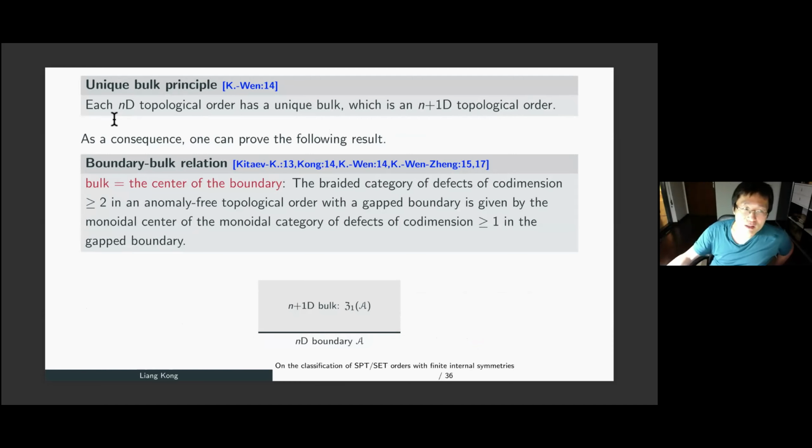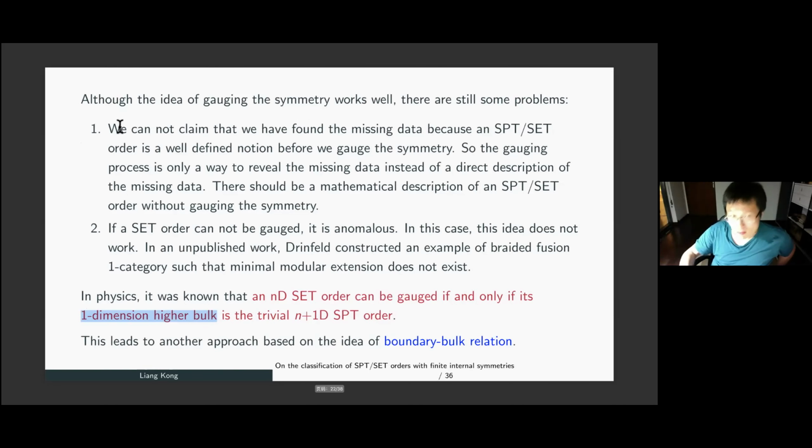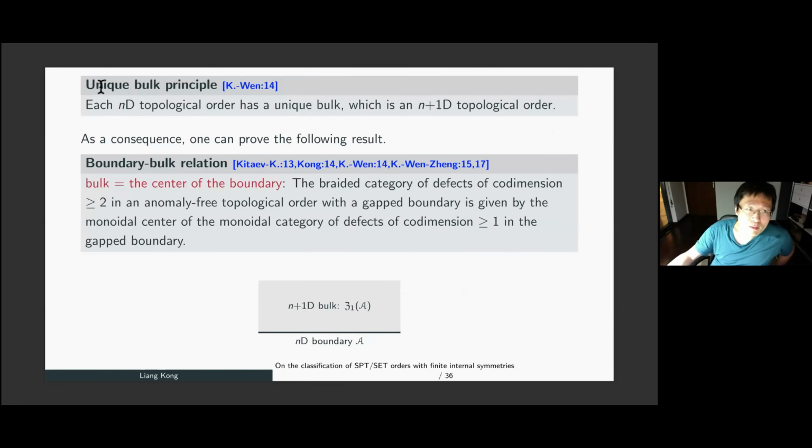So first I want to say that, oh, sorry. There's one principle we proposed in 2014: each nD topological order has a unique bulk, which is an n+1D anomaly-free topological order. I forgot to put anomaly-free here, sorry. As a consequence of this, we later proved that this so-called boundary-bulk relation simply says the following: the bulk is the center of the boundary.